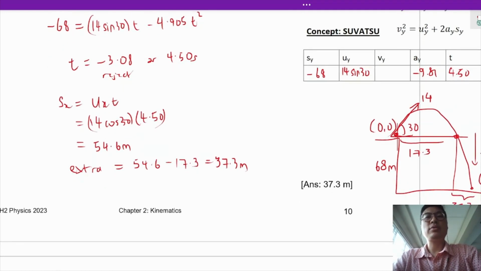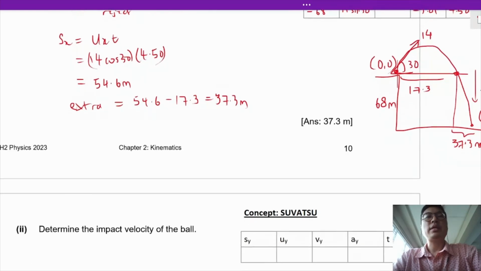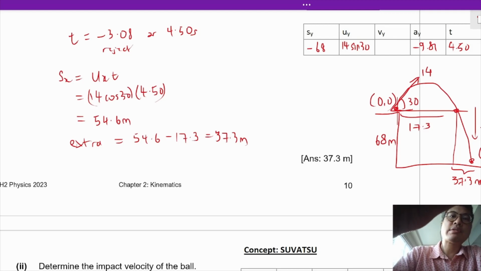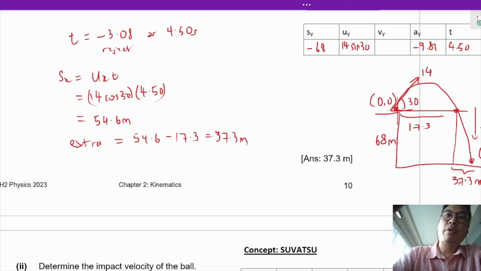Let's go to the next part, which is to determine the impact velocity of the ball. The impact velocity of the ball will be the sum of the horizontal and vertical velocities. We can just transfer our data over here: minus 9.81, this is 4.50, the distance that we travel is 54.6, and the speed over here is 14 cosine 30. So what we need to do is to find Vy.